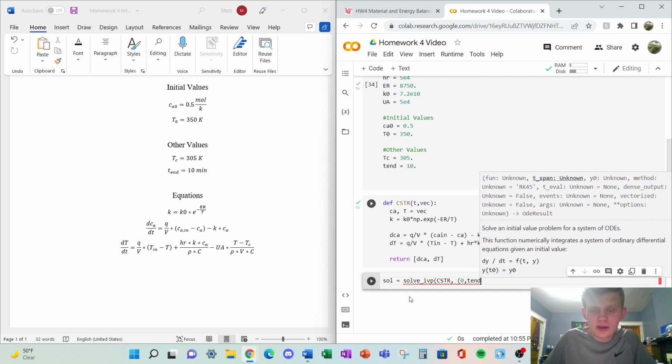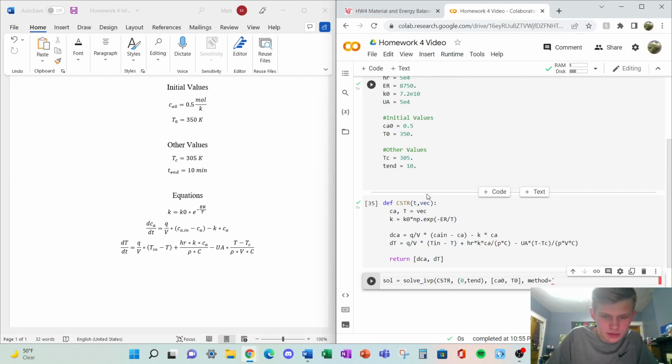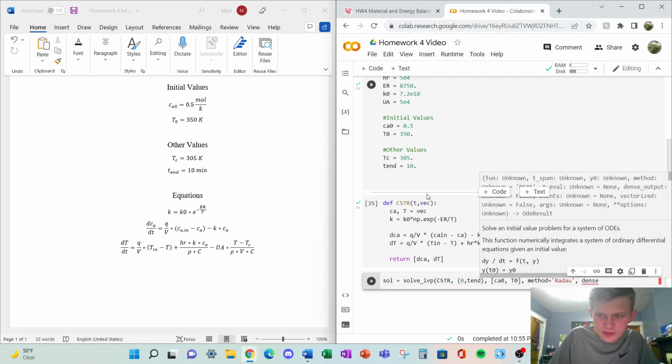So our starting value is going to be 0, since we want time to start at 0, and then we're going to go to our T end value, which is going to be 10 minutes. Then we need initial values of both our concentration and our temperature, and we already have those up above, so we'll input those in real quick. Voila. Then our method will be the Radau method, and our dense output will be set equal to true.